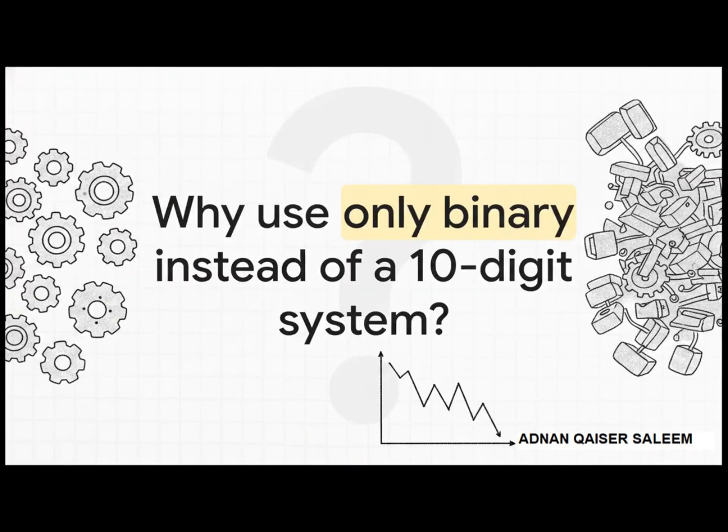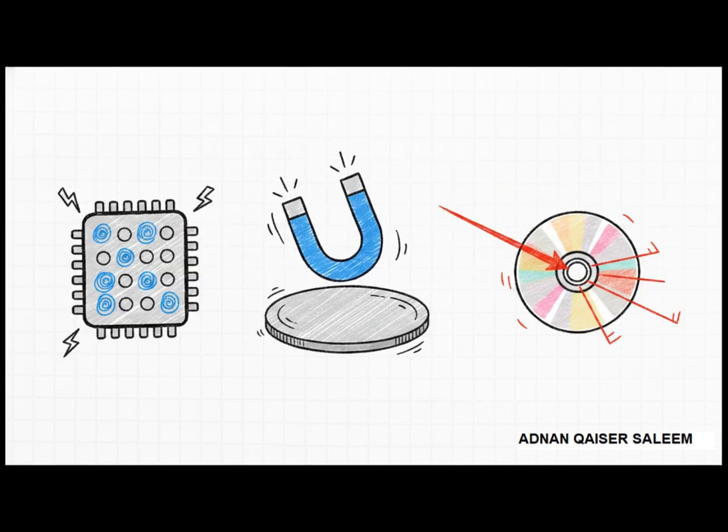So you might be wondering, why use only zeros and 1s instead of the 10-digit system we're all used to? It's a great question, and the answer has absolutely nothing to do with software preference. It's entirely about hardware efficiency, cost, and reliability. You might think a 10-digit system would make computers smarter, but physically trying to build that? Total nightmare.